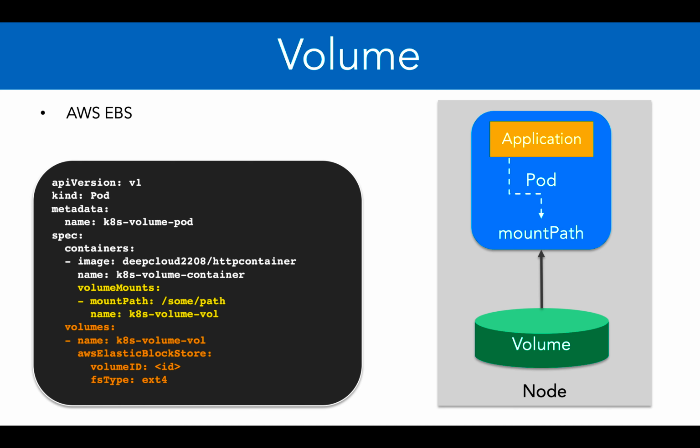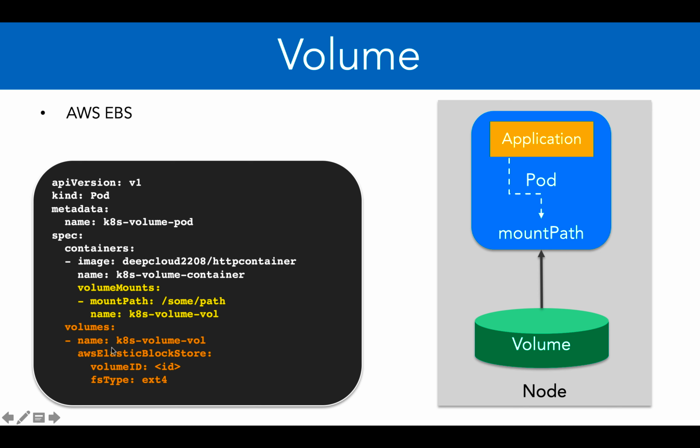API version, kind, and metadata you already know. In the spec, in the container section, the first thing we have is the volume mounts, which is this mount path, which says on which path this volume will be mounted. And then we have an additional volumes section, which names the volume and the provider. It says that the volume would be provided by Elastic Block Store, AWS Elastic Block Store. Then we mention the volume ID and file system type.